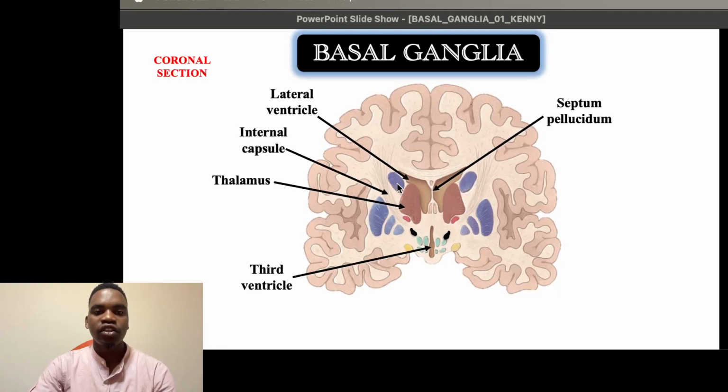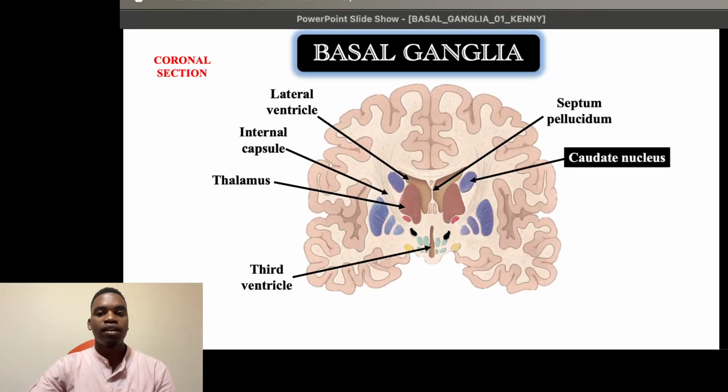You see the relationship between this nucleus and the lateral ventricle. And these are the fibers of the internal capsule, and lastly this is the third ventricle. Now let's discuss the nuclei. Nucleus number 1 is the caudate nucleus. It is called caudate because it has a tail, and this tail will not be seen in this coronal section. But note the relationship between the caudate nucleus and the lateral ventricle.